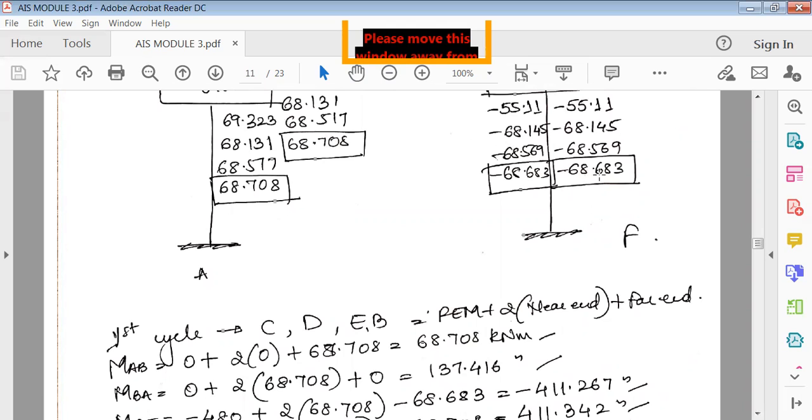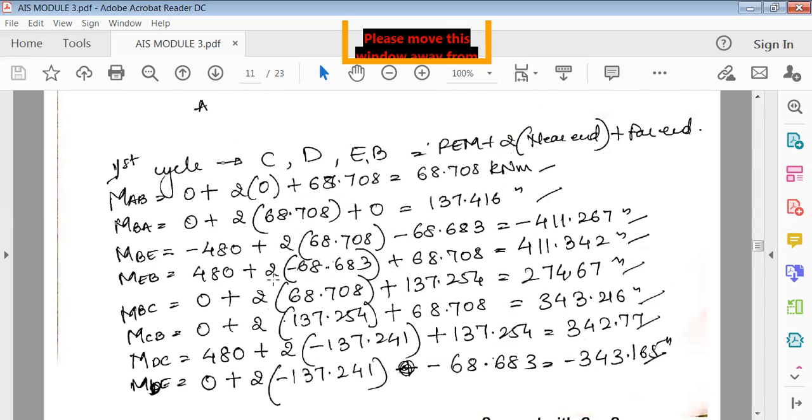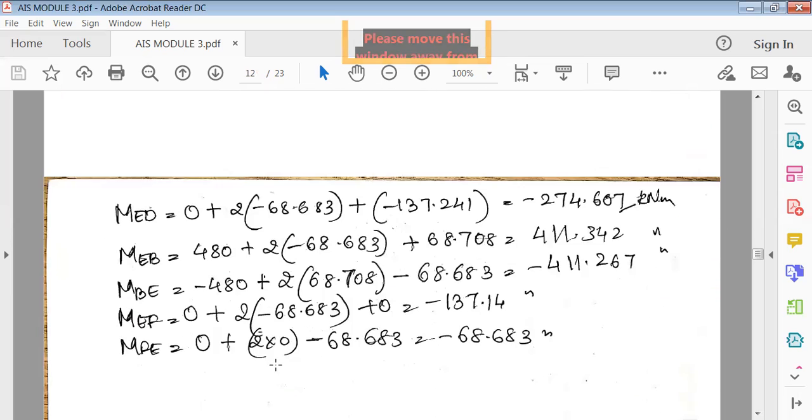Once you finish this, finally it is just writing the formula, applying the formula, and simplifying. So with this we complete the problem, followed by the sketch.